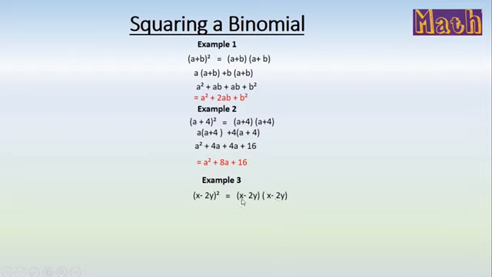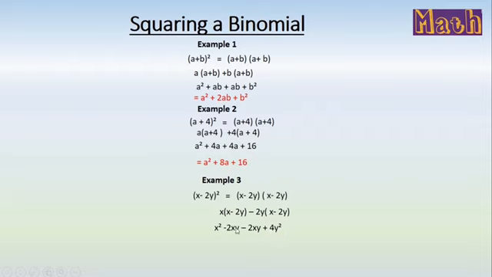Then let's expand. I will pick this x to expand x minus 2y. The negative 2y also expands x minus 2y. So in expanding, x times x will give us x squared. Then x times negative 2y will give us minus 2xy. The minus 2y times x will give us minus 2xy. Then negative 2y times negative 2y will give us positive 4y squared. So the answer is x squared minus 2xy minus 2xy plus 4y squared.